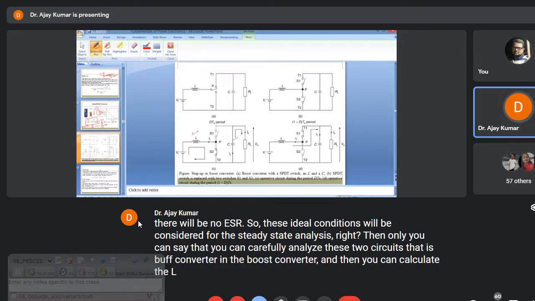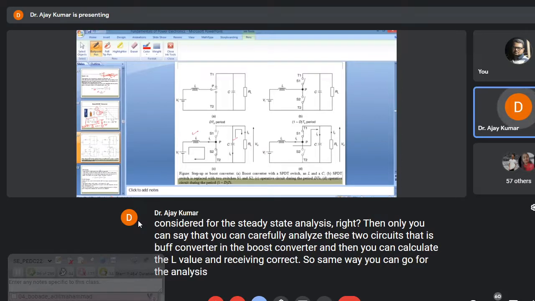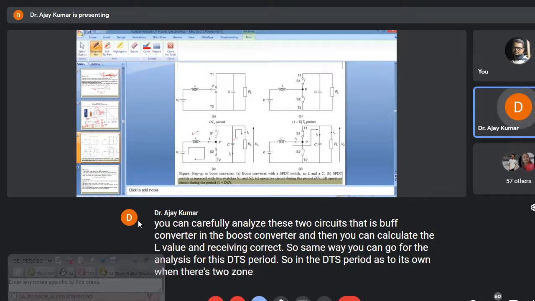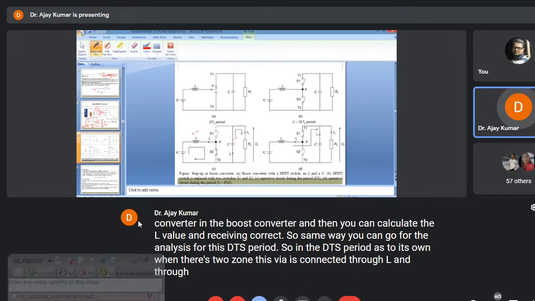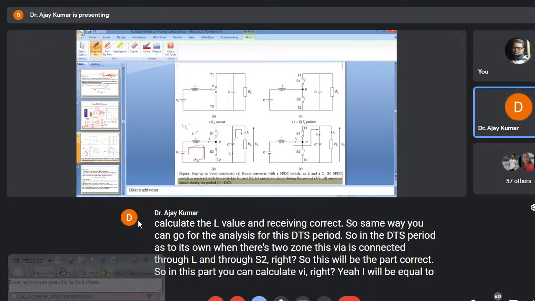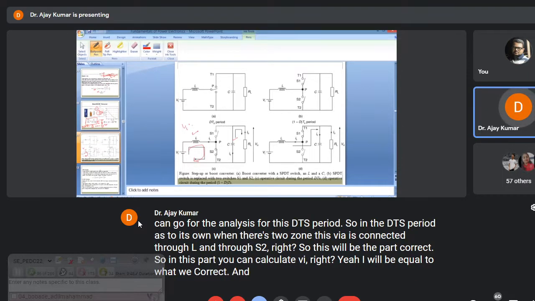So the same way you can go for the analysis for this DTS period. So in the DTS period S2 is on. When S2 is on, this VI is connected through L and through S2, right? So this will be the path, correct? So in this path you can say VI will be equal to what? VL, correct? And you can develop this IL value. You can calculate this IL also.